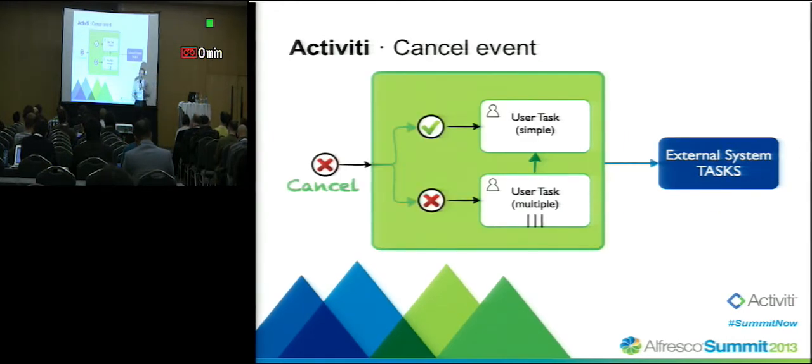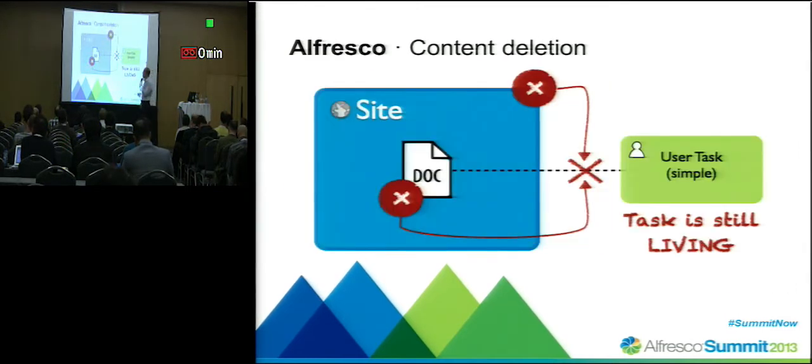The cancel event in the multiple tasks works like the end event, so it's not necessary to do anything more. And if the task has content associated and the content is deleted, the task is still living in both systems, so it's not necessary to do anything more.